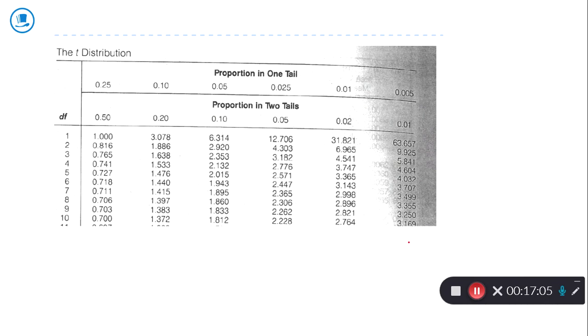This is not the exact table that is in Top Hat, but it is set up the same way. I scanned it in so that we could look at it together. But this works the same way as the Top Hat table. Notice there's dual headings, right? Proportion in one tail or proportion in two tails. So this is where knowing the sign from the alternative comes in. If it is less than or greater than, you use the top row of column headings. If it does not equal, then we're going to use the bottom row of column headings.